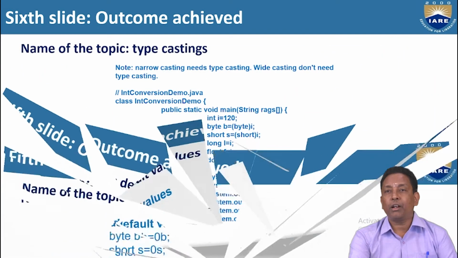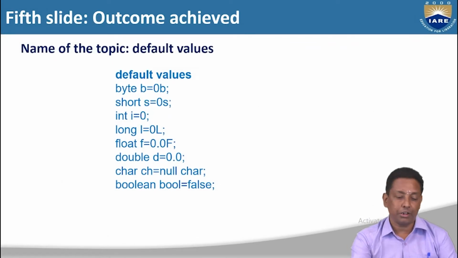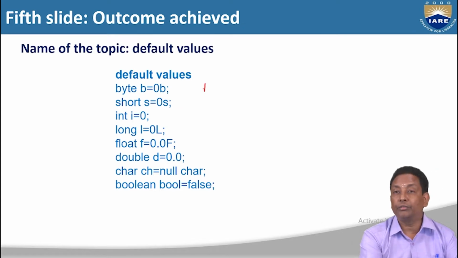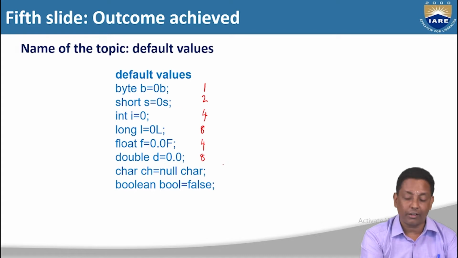And one more important point is the memory occupation of these data types. For the byte in Java, 1 byte of memory will be allocated. To the short, 2 bytes. To the int, 4 bytes. To the long, 8 bytes. To the float, 4 bytes. To the double, 8 bytes. To the char, 2 bytes of memory will be allocated.